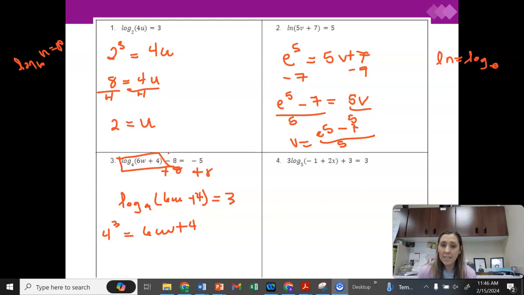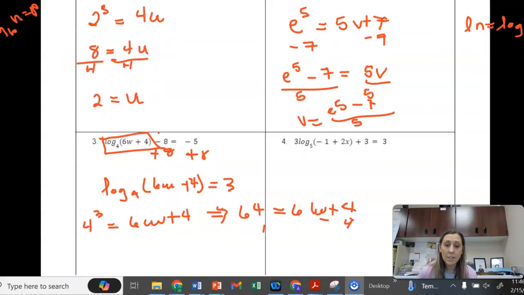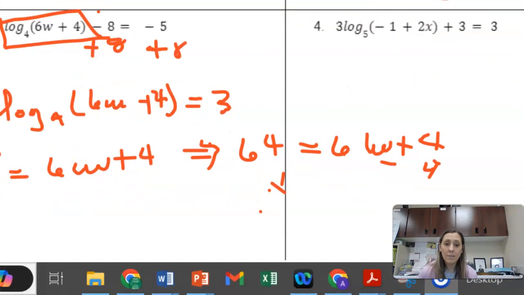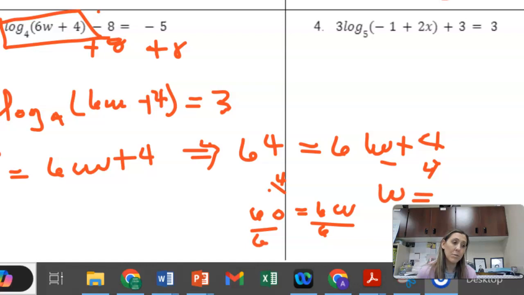Okay, now I get that, and then I'm going to do it over here. So then I get 64 equals 6W plus 4. I'm going to subtract 4 on both sides. That says minus 4, you just can't tell. And then I end up with 60 equals 6W. Divide both sides by 6. And I get W is equal to 10. And that's my final answer.